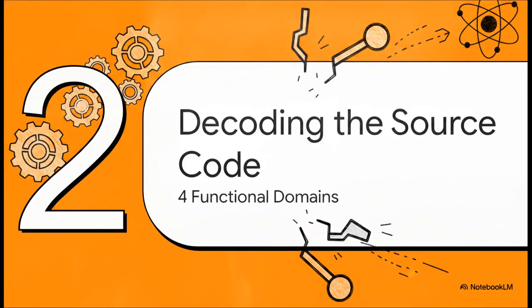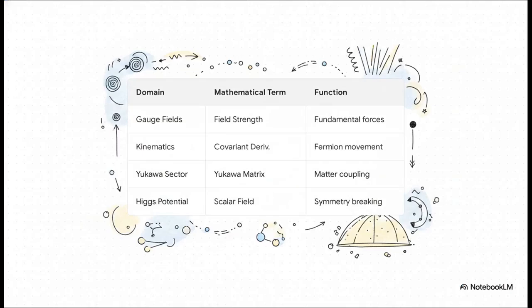Part 2, decoding the source code. Now, we can actually break down this huge, incomprehensible formula into pieces that make sense for the actual atoms in your body. It's brilliant, really, how 50 years of physics, from Paul Dirac in the 1920s all the way to the Higgs boson discovery in 2012, is neatly organized into 4 functional domains.